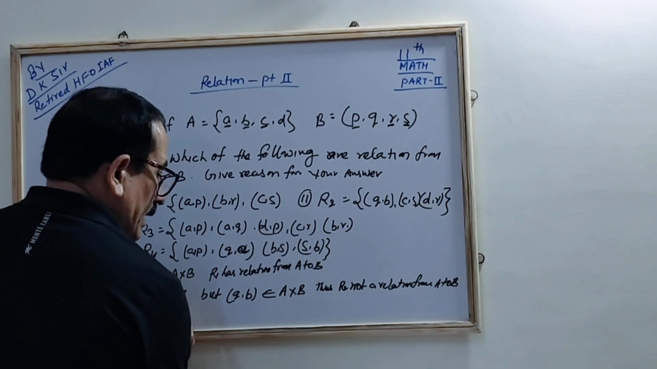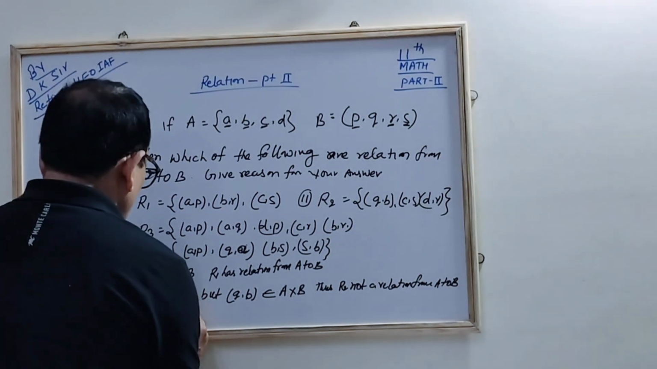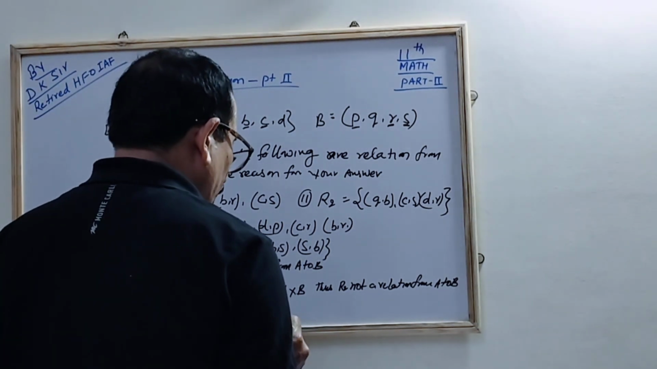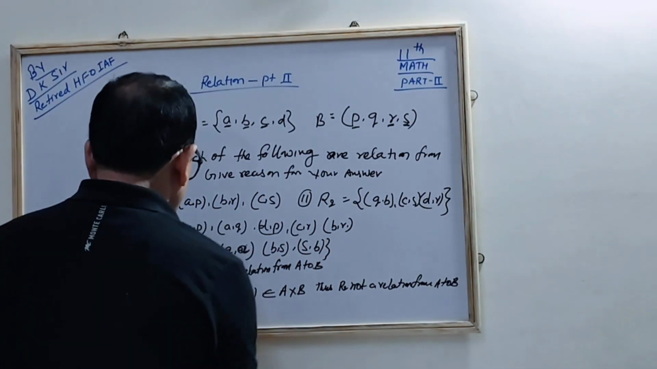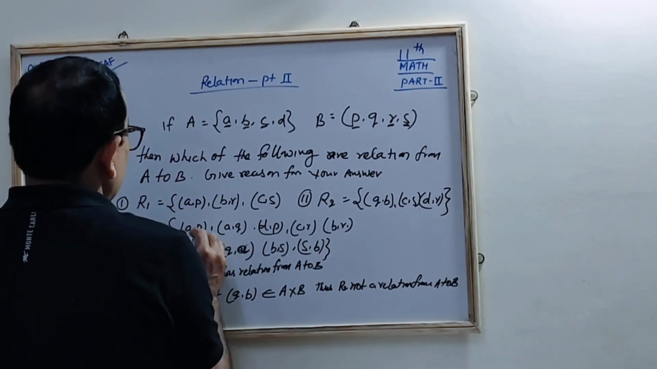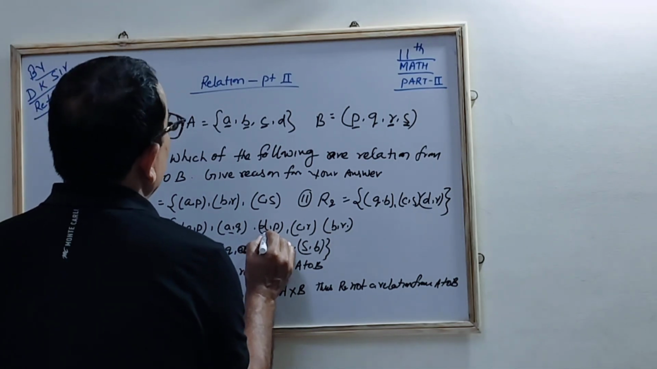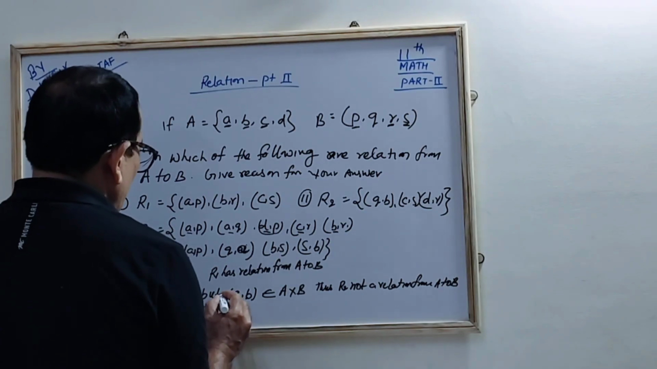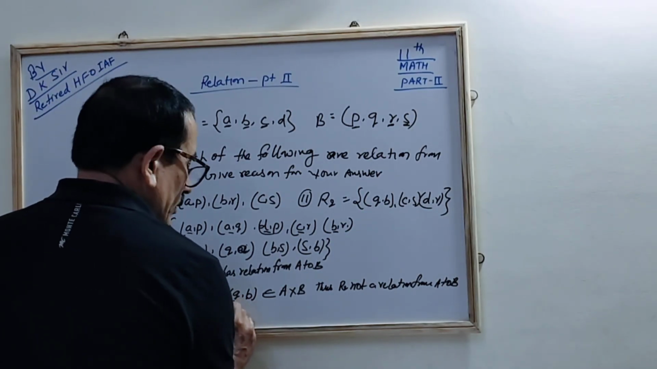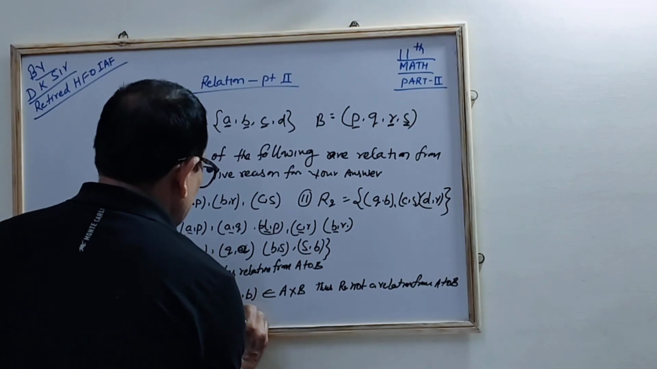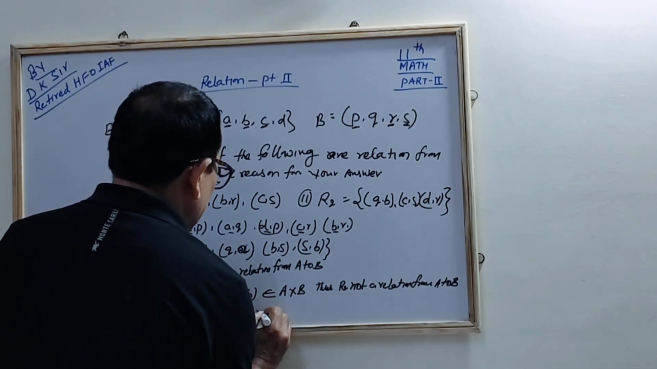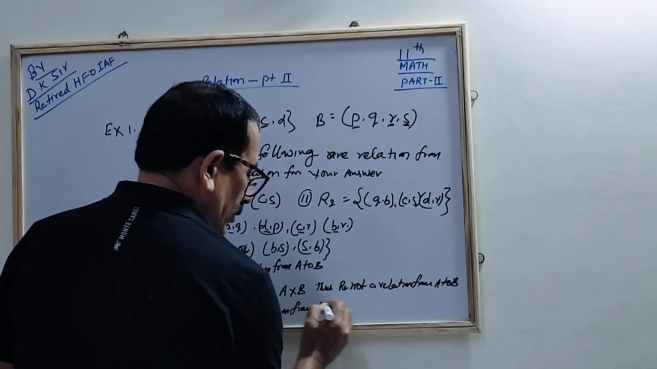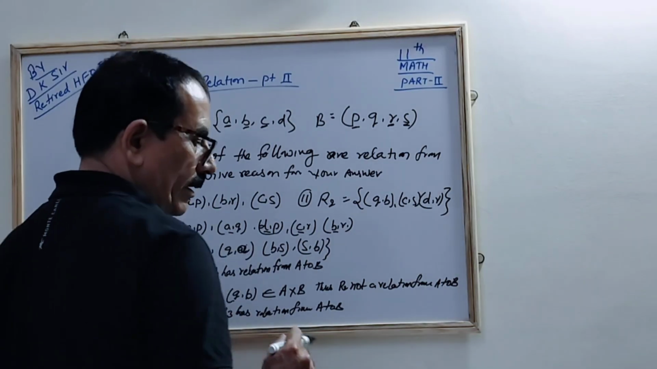The third, R3, is a subset of A × B, so it is a relation. R3, with elements from A, B and C to B, is a subset of the Cartesian product A × B. So we can say R3 has a relation from A to B. Understood?